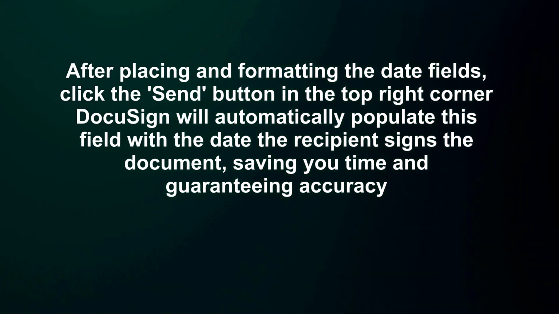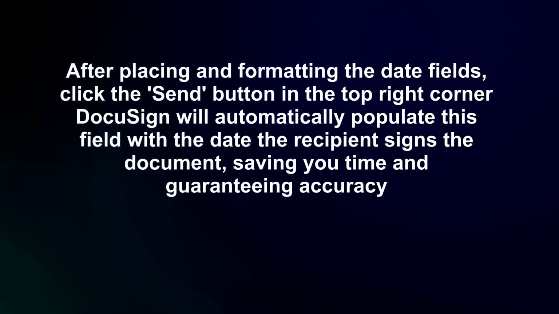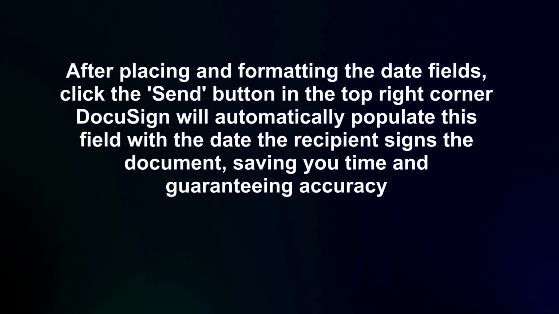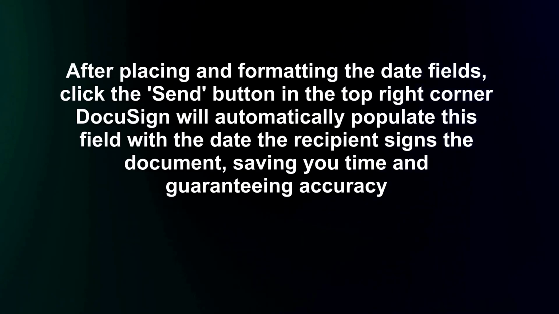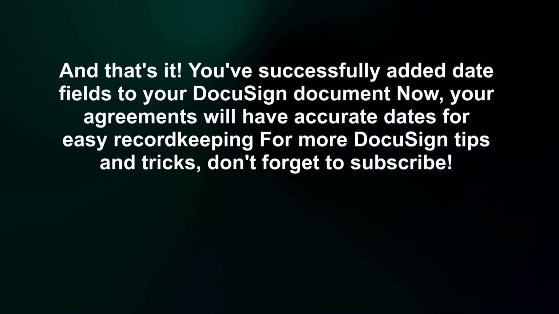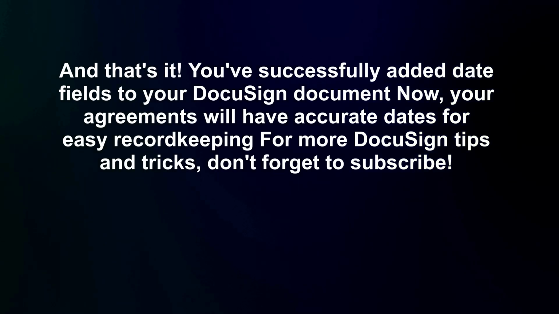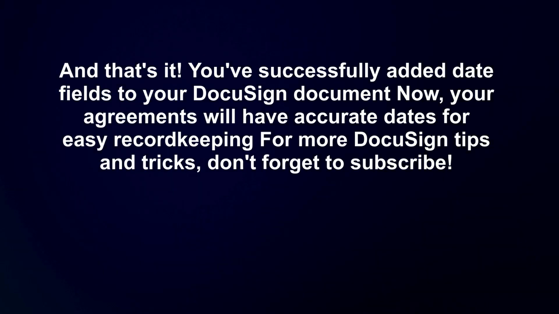After placing and formatting the date fields, click the Send button in the top right corner. Docusign will automatically populate this field with the date the recipient signs the document, saving you time and guaranteeing accuracy. And that's it. You've successfully added date fields to your Docusign document. Now your agreements will have accurate dates for easy record keeping.